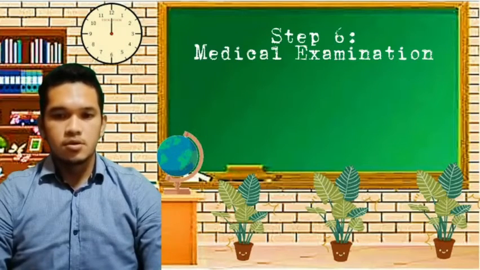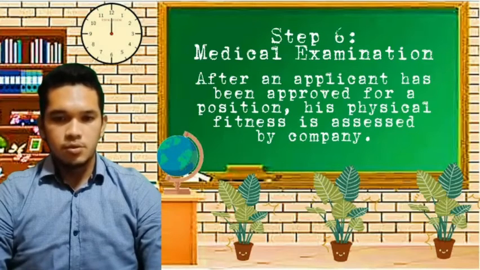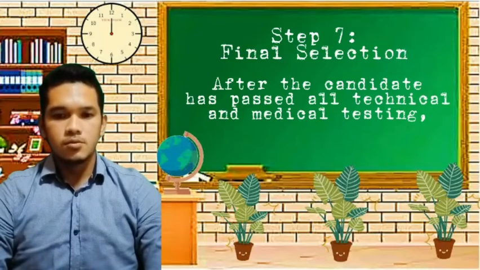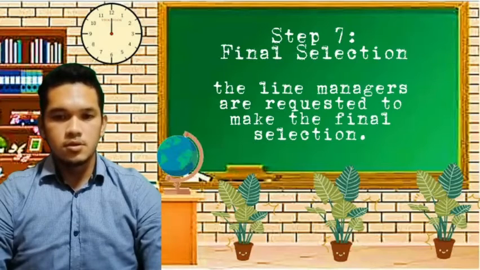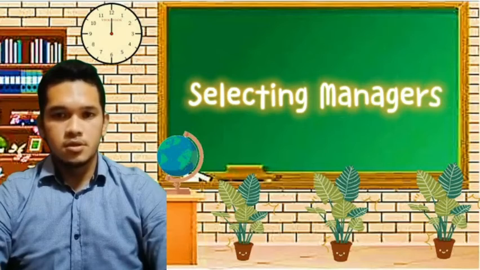Step 6. Medical examination. After an applicant has been approved for a position, his physical fitness is assessed by the company medical specialist. And lastly, step 7. Final selection. After the candidate has passed all the technical and medical testing, the line manager is requested to make the final selection. The last topic of this chapter is selecting a manager.